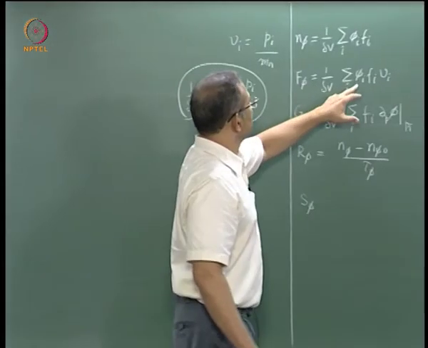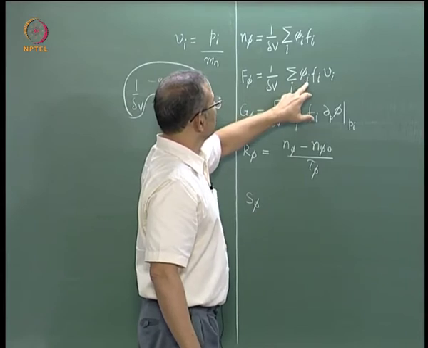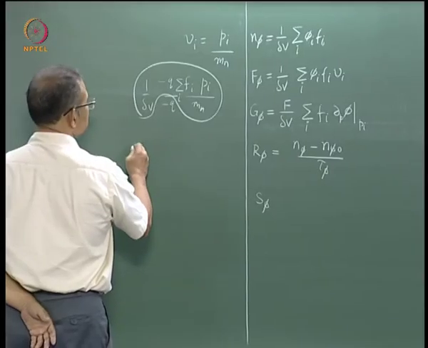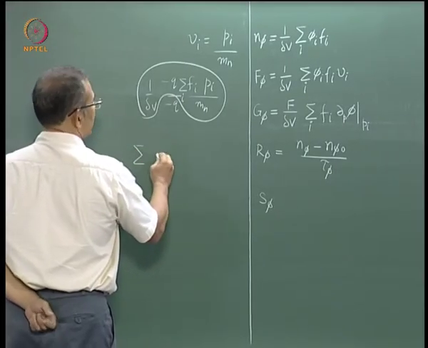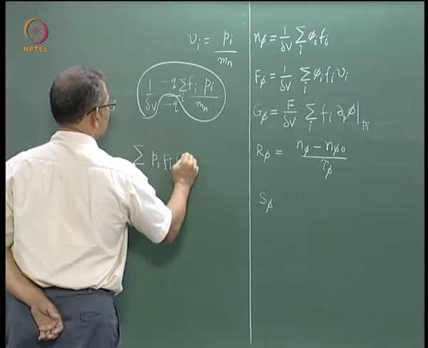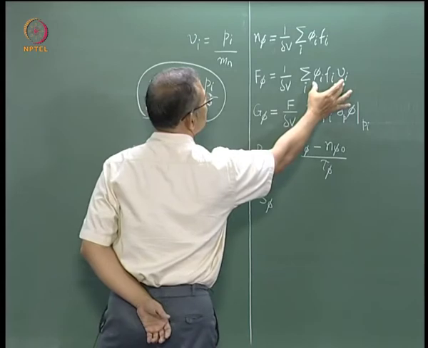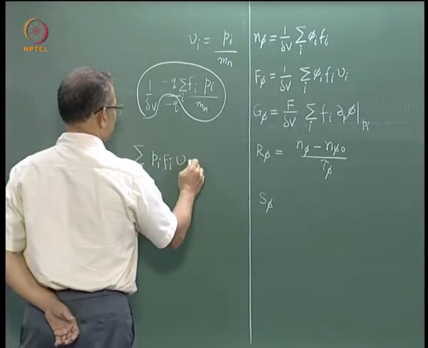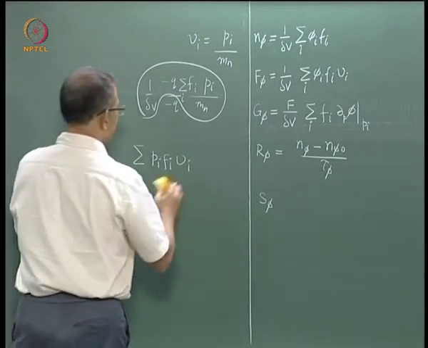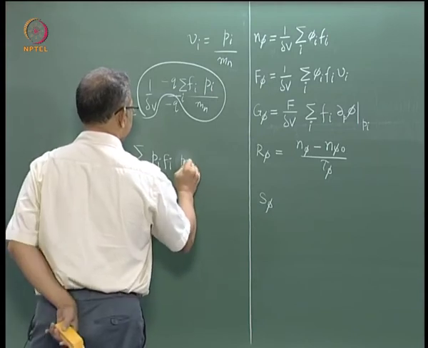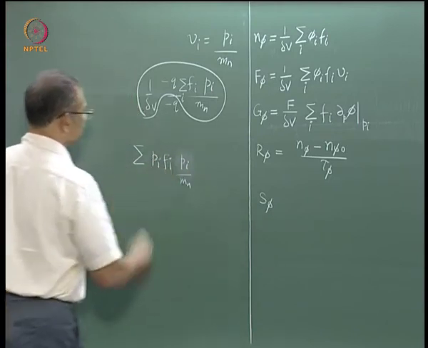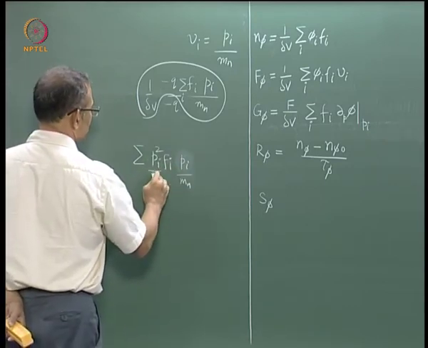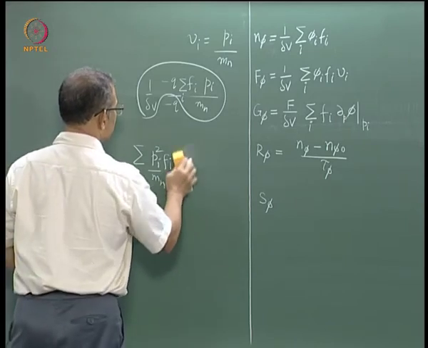Now f phi is coming here. If I choose phi i as p i, we have chosen phi as p. Now that formula is p i into f i into v i. Let us look at this term. v i I can write as p i by m n. Thus this p i and this p i if I club, this is what I get.